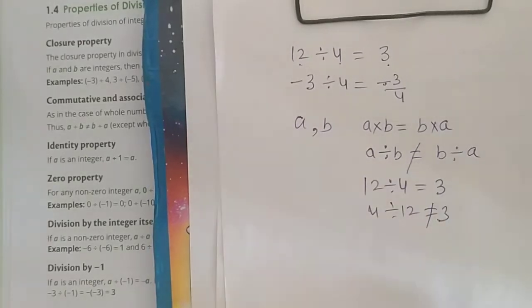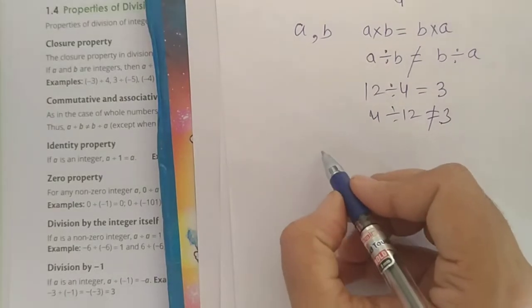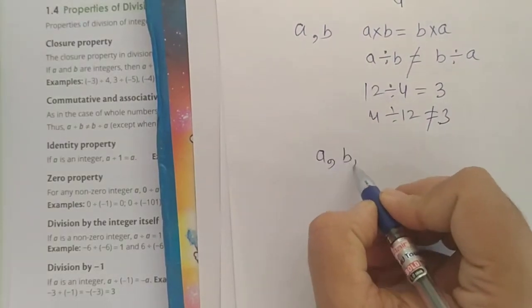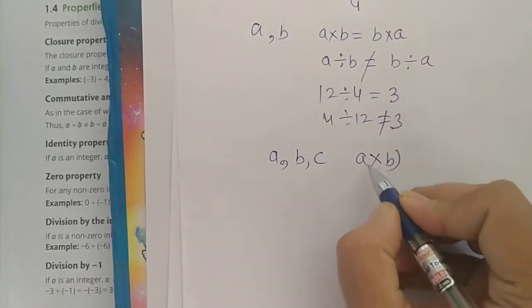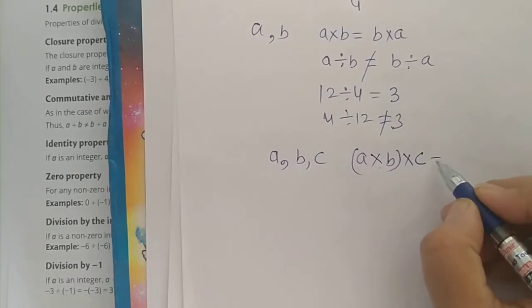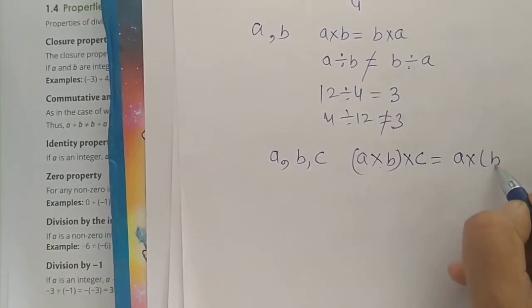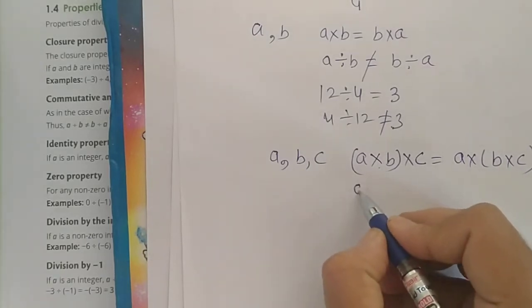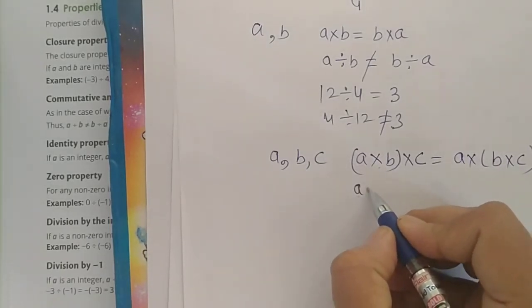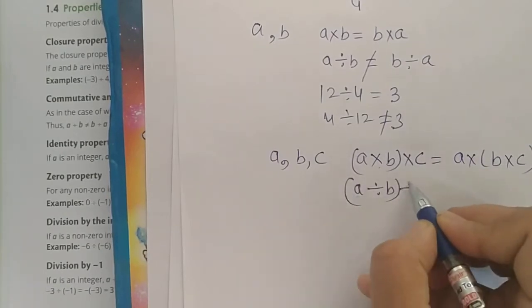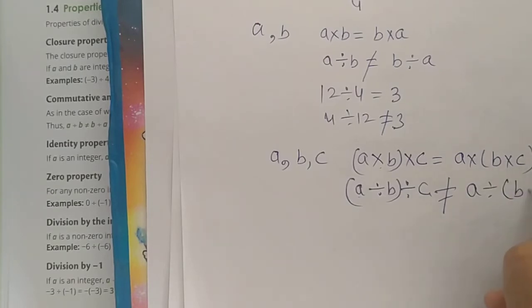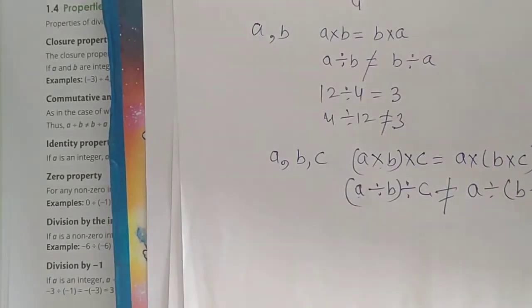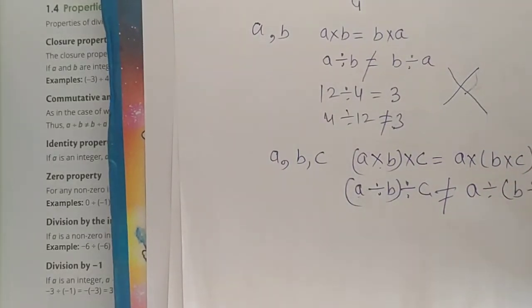So the associative property is also there. In the associative property, we will have 3 numbers. In multiplication, if we multiply A by B, then multiply the answer by C, it will be equal to A multiplied by B multiplied by C. But in division, it is not possible. A divided by B then divided by C will not be equal to A divided by the result of B divided by C. So commutative and associative property does not hold for division.